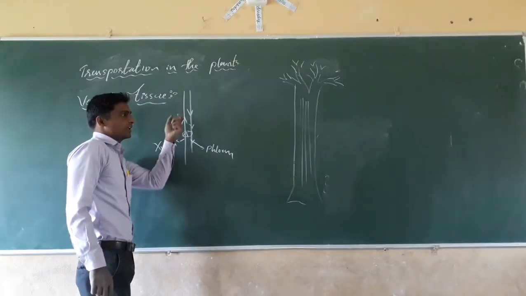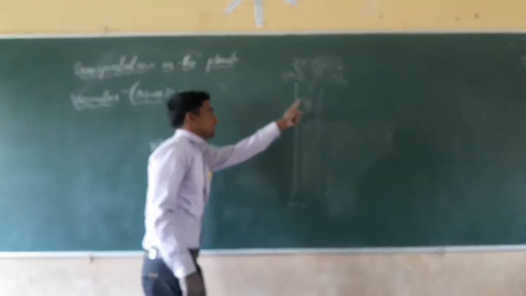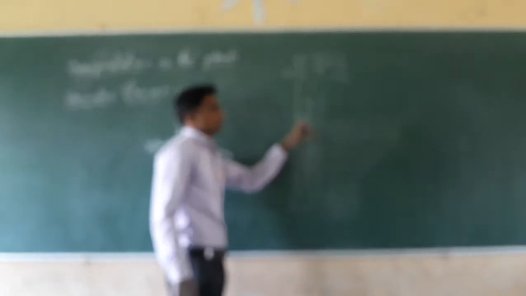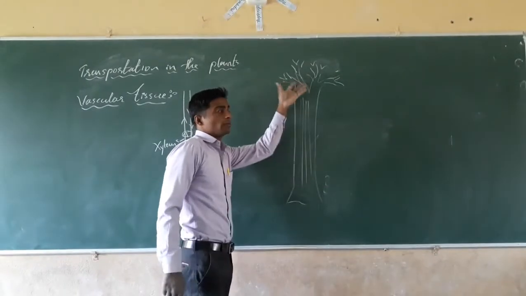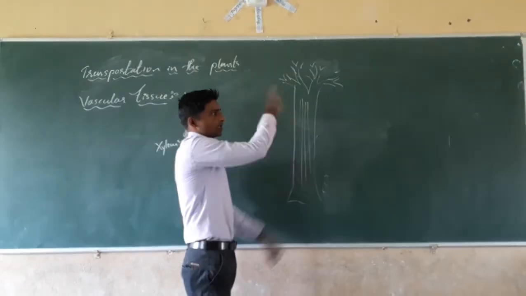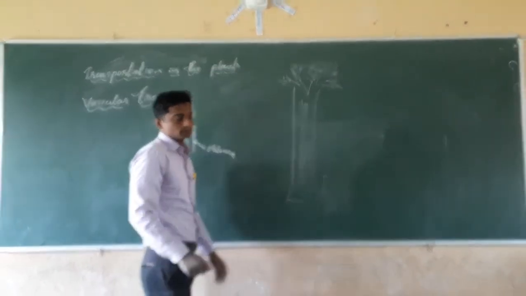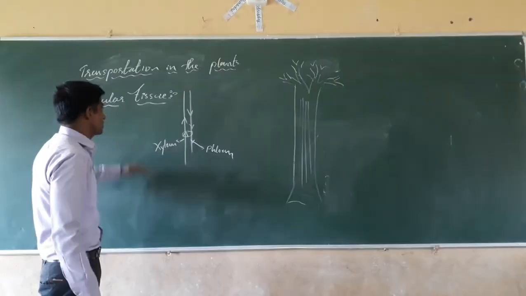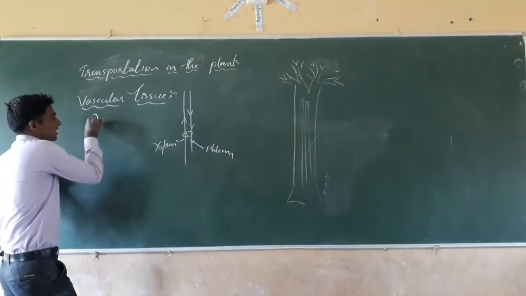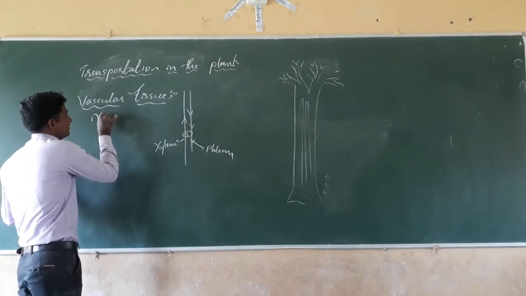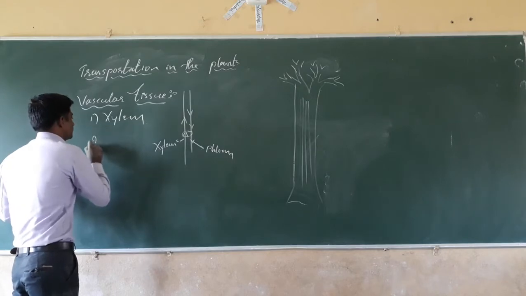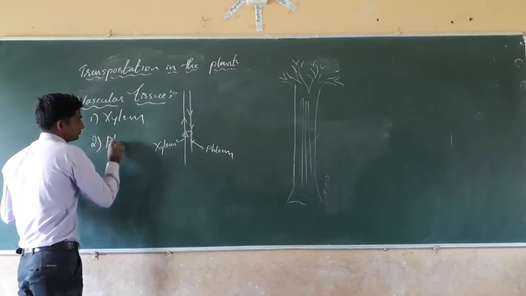Vascular or vessel-like structures are present in the plants. They conduct water and nutrients, and food materials which are prepared in the leaves and the roots. That is, transportation is going on in the upward and downward direction by a special type of tissue called the vascular tissue. Vascular tissue contains two types of tissue. The first one is xylem, the second one is phloem.